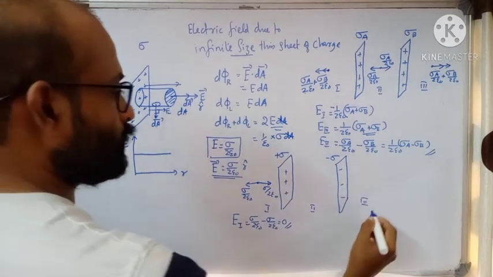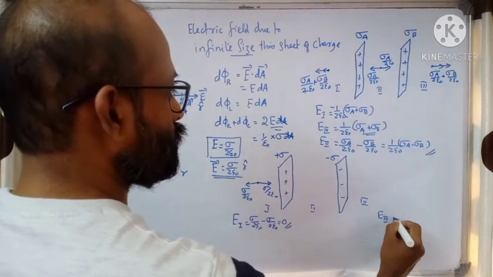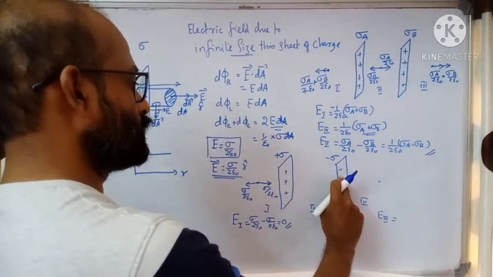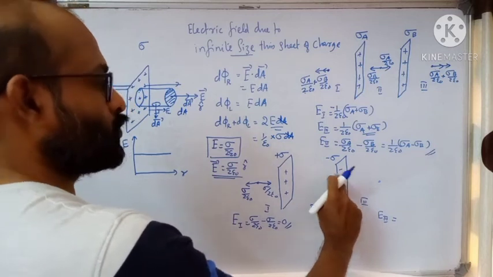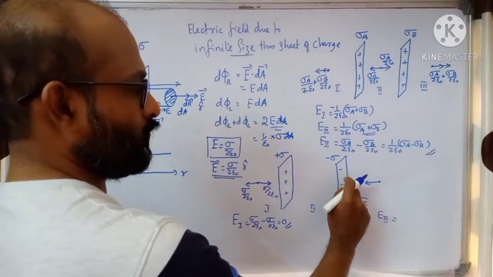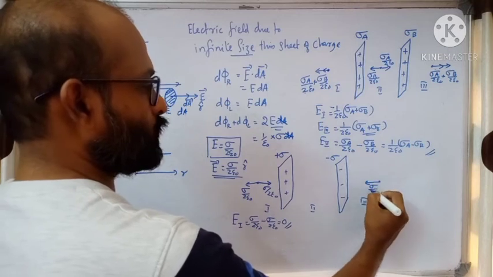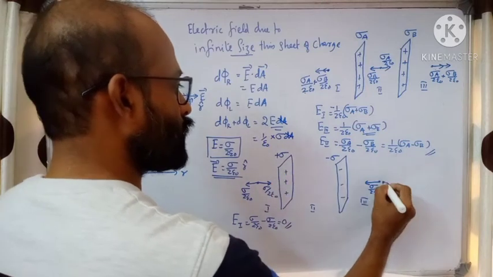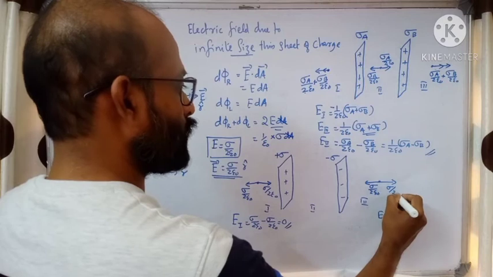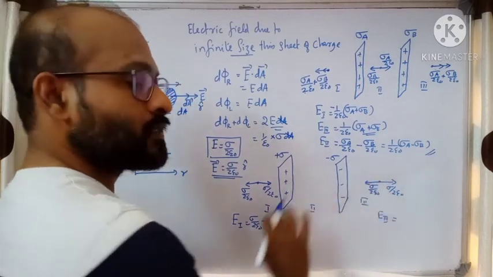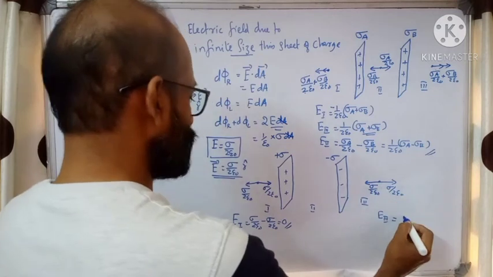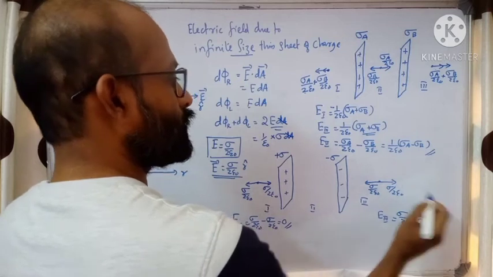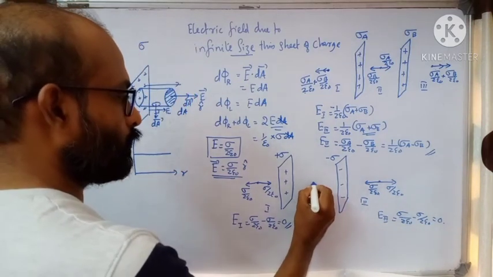Now see region 3. If you have a point here, the negatively charged sheet will produce a field towards the charge. What's the value? The same value, sigma by 2 epsilon 0. The positively charged sheet will produce a field away from the charge, in that direction, and that is also sigma by 2 epsilon 0. Again, both vectors are in opposite direction with the same magnitude. As we have seen, sigma by 2 epsilon 0 minus sigma by 2 epsilon 0, the net field will be 0.